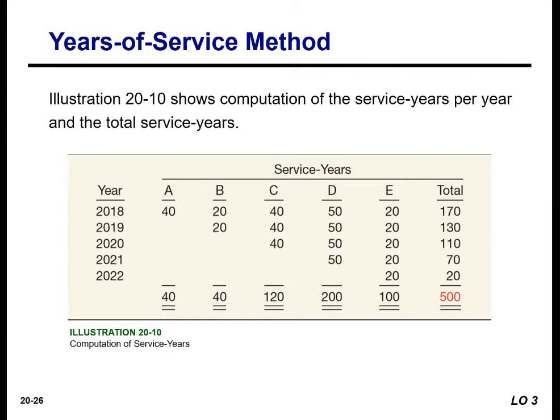So these 20 employees will be there in 2018, and they will be there in 2019. These 50 employees will be there in 18, they'll be there in 19, they'll be there in 20, and they'll be there in 21. And we do this across the entire time frame and all groups. This gives us a total service years to work with.